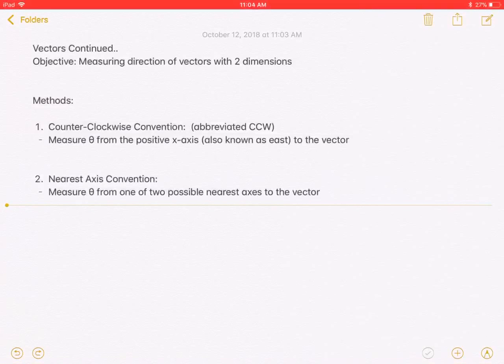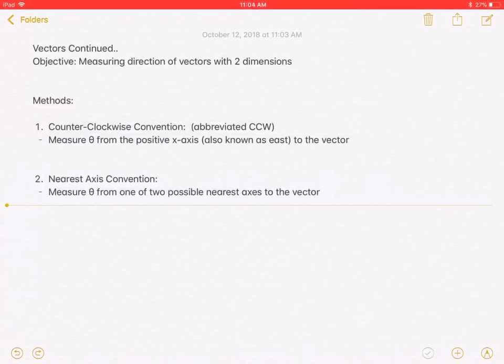So today we're going to be talking about vectors, which we began to talk about yesterday. We know the difference between a vector and a scalar. A vector is a quantity with units, direction, and magnitude. So today our objective is to just practice measuring the direction of vectors that have two dimensions, meaning they have an x and a y component to their motion.